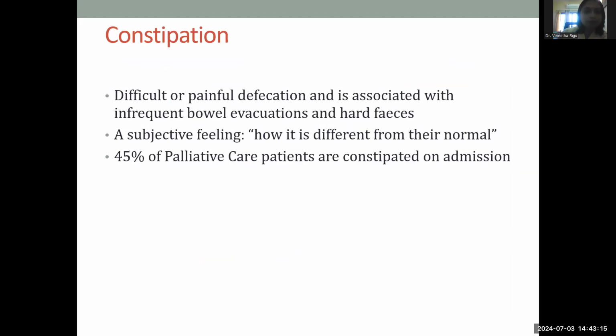So let's move on. Constipation, just like how you all were saying, is difficult or painful defecation associated with infrequent bowel evacuations and hard feces. So it's mostly a subjective feeling, and that is why you need to ask them, how is it different from your normal? Now, 45% of palliative care patients are constipated on admission.